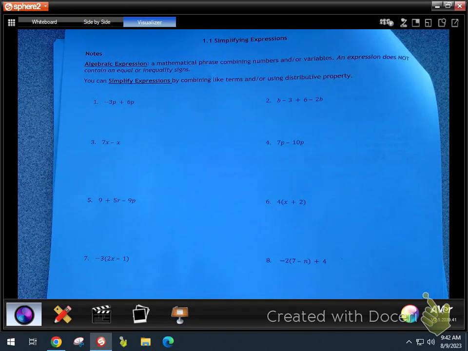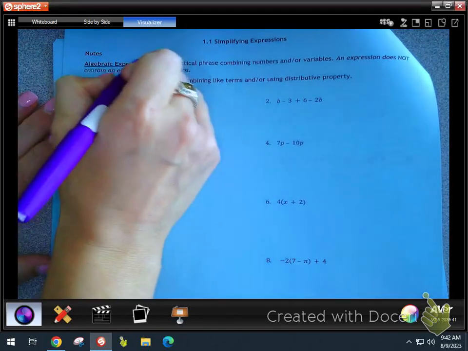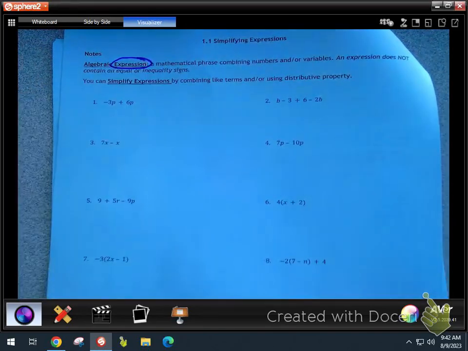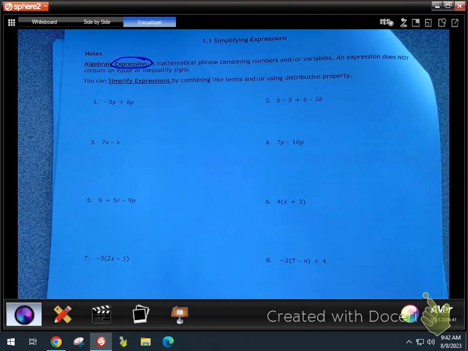So I put some definitions up at the top, and the first thing is about an algebraic expression, okay? So algebraic, you know what algebra is, we get to math with letters. And everybody's like, well, why do we have to put letters in there? I don't know, just it. I didn't make it up, I just teach it.